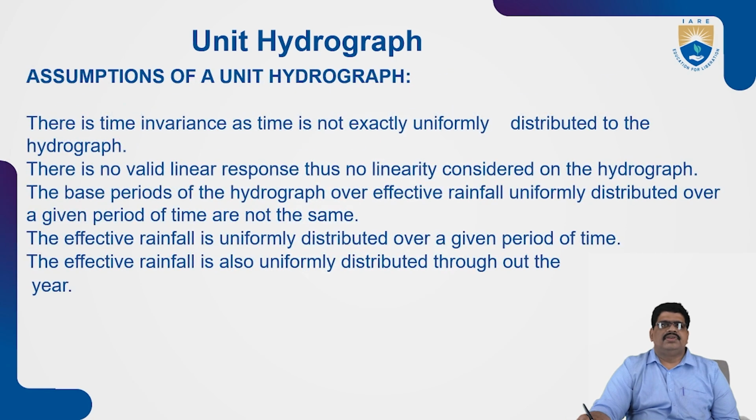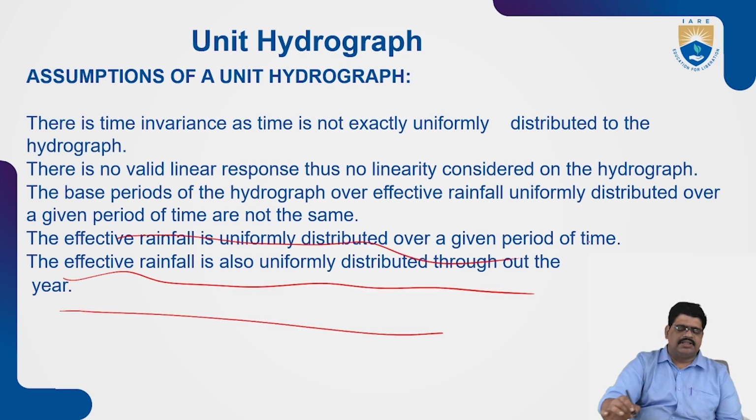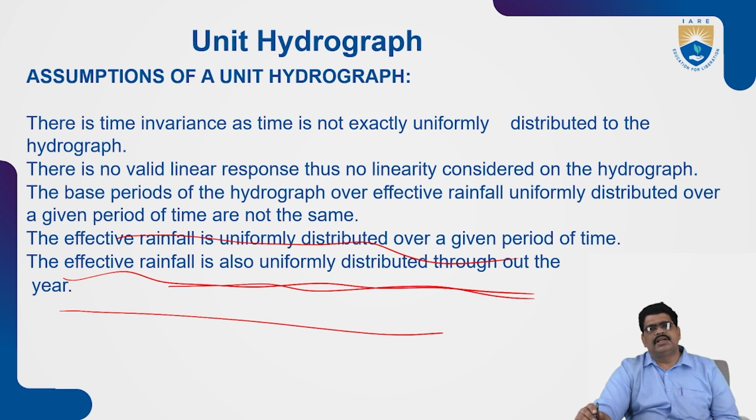Next, assumptions of the unit hydrograph. The time invariance of the uniformly distributed hydrograph. No valid linear response has been considered for the unit hydrograph. And third, the base period of the hydrograph: effective rainfall uniformly distributed over the given time period. Next, effective rainfall is also uniformly distributed throughout the year. That is one of the assumptions. And this is also distributed over the given period of time. That is the basic assumptions of the unit hydrograph.